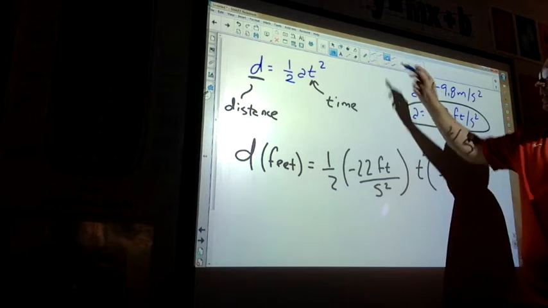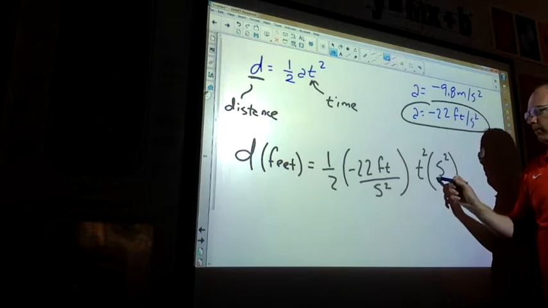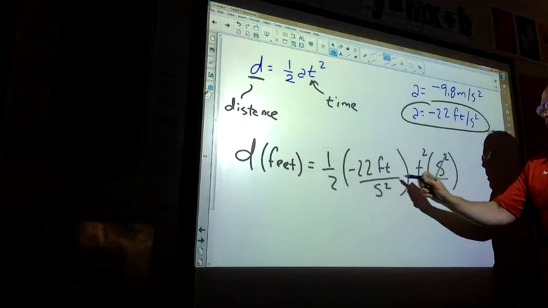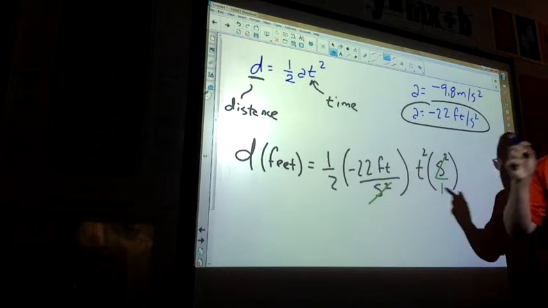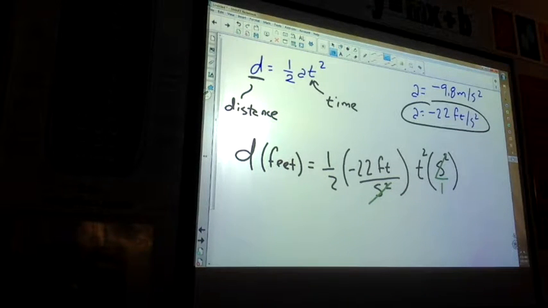So what I want you to think about is, this is on the bottom, this is on the top. So this would reduce here and here. What would that allow our units to be in when we're done? Just feet. It's just in feet, okay?